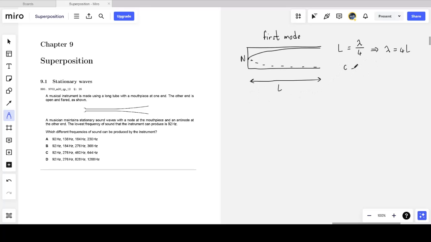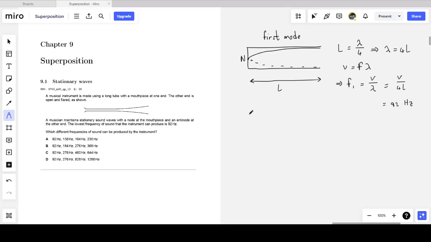Now, using the speed of sound, which I'll call V so we don't confuse ourselves with electromagnetic waves, V is equal to f lambda, that's the wave equation. That means the first frequency, the fundamental frequency, which we'll call f1, is V over lambda, which is V over 4L. And V over 4L is 92 Hertz. So we don't have a definitive answer, but we have a description of the first mode of vibration.